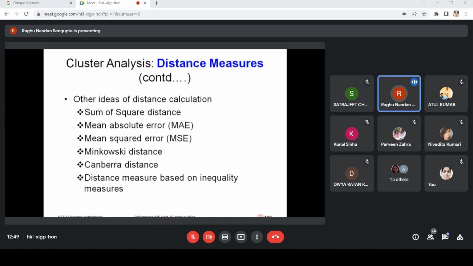So these coefficients can depend on what type of distance measures you are using. So it can be L1 norm, L2 norm, L3 norm. I'll come to these norms conceptually with very simple examples.